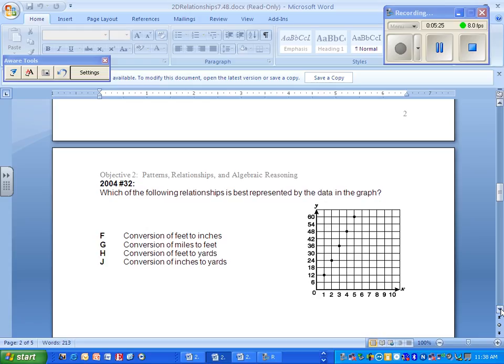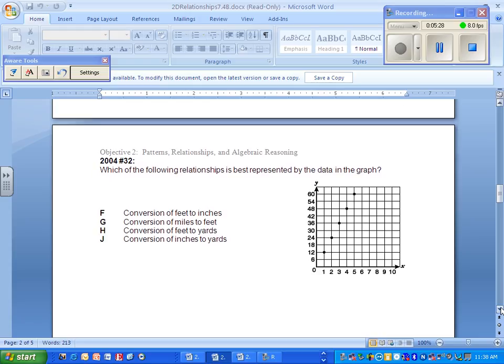It says, which of the following relationships is best represented by the data in the graph? So let's look at this graph. What do we have? We have a 1 to 12, a 2 to 24, a 3 to 36. So we have a 1 to 12 relationship. Let's look at which answer choice would be 1 to 12. That would match that graph. So we're looking for a match. Feet to inches. How many inches in a foot? It's 1 to 12. Already, I think this is my answer, but don't stop at the first answer choice.